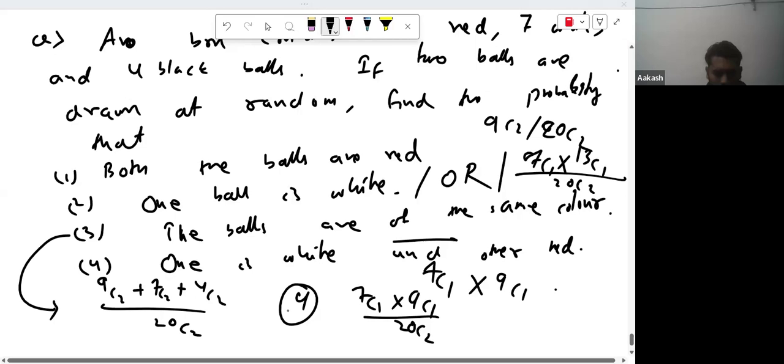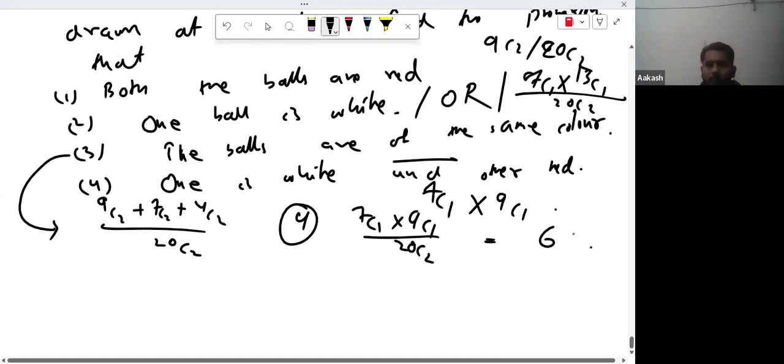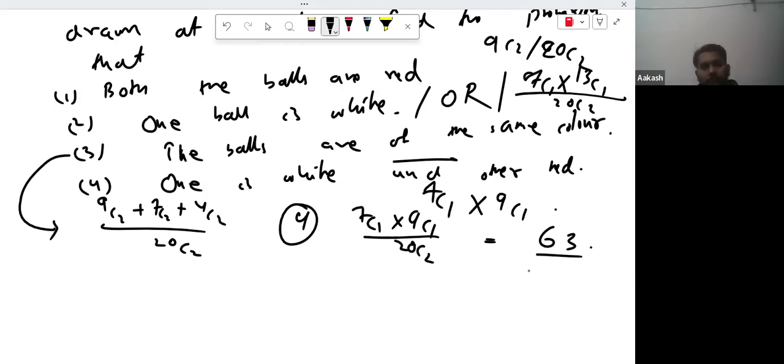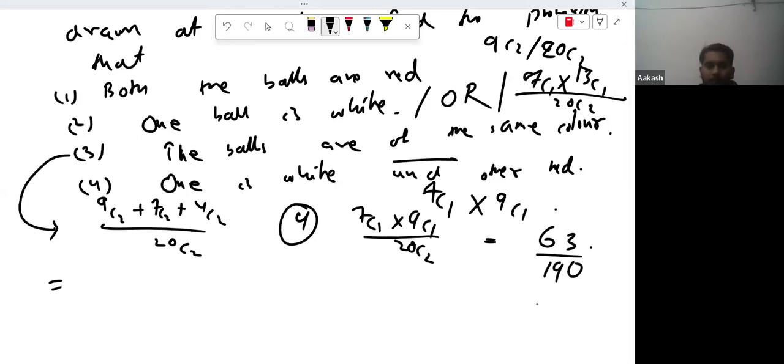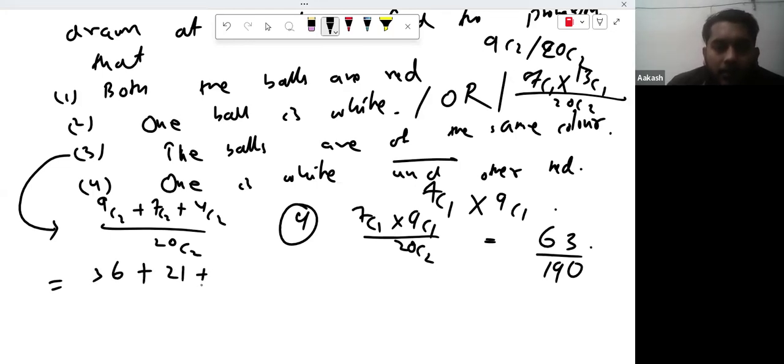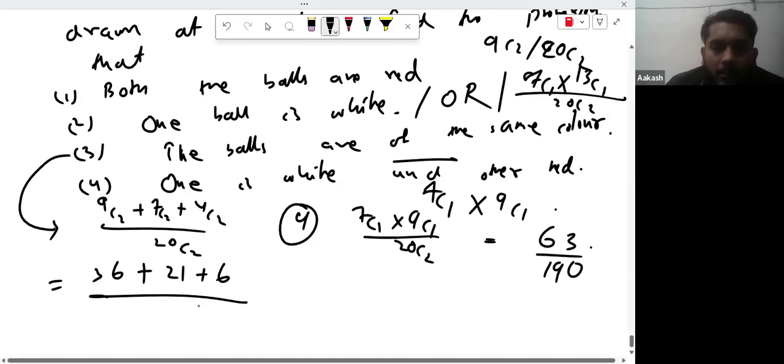So for the fourth one, I'm getting the answer as 29 by 95. Okay, so this is 63 by 20. No, not the fourth one, sir. Sorry, the third one. Okay, let me calculate the fourth one first here. 10 into 19, 190. And here we have 9C2 is 9 times 8 by 2, 36, plus 21 plus 6 divided by 190.